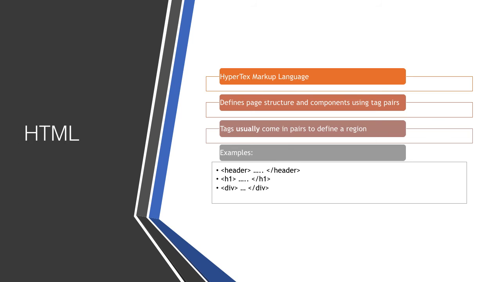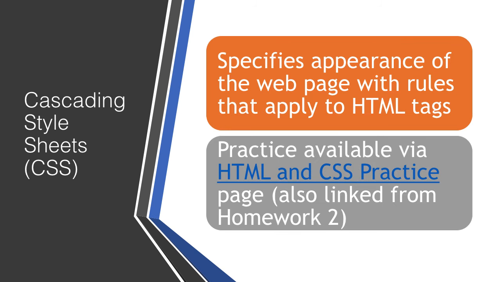And then one we use an awful lot is div. It stands for division. And so you might have multiple divs in a page and treat them differently and make them look different depending on some other information you include in there. So HTML defines the page structure. Very important. The cascading style sheet defines how that page looks.